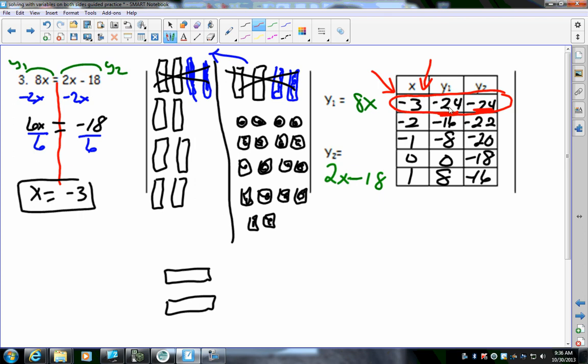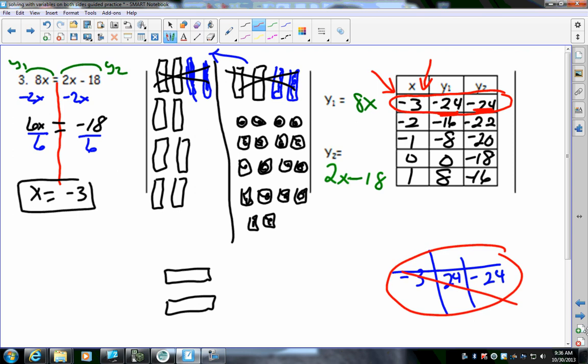Great question. It was, what if you had something like negative 3 and then 24 and negative 24? That would not be correct. It has to be the exact number. They both have to be either negative 24 or positive 24.